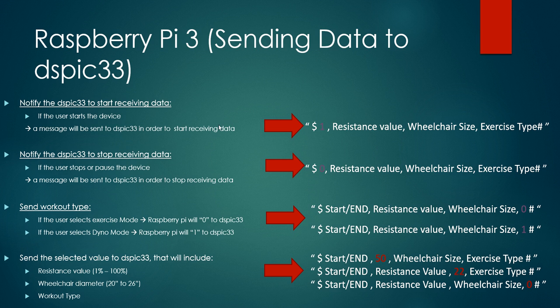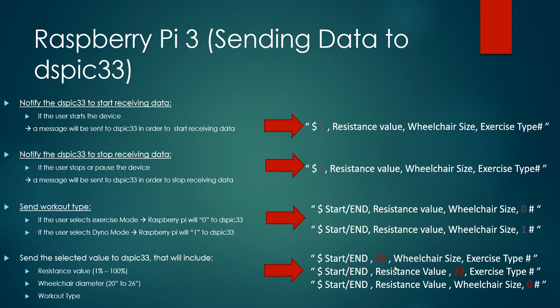Over here, as I mentioned in the previous slide, the Raspberry Pi will notify the dsPIC when to start receiving data. So when the user presses start, you will see the number 1 in the first character. When the user presses end or pause, you will see the number 0. For the workout type, we can see at the end of the packet we have either 0 or 1. When it's 0, it means we have exercise mode. When it's 1, it means dyno mode is selected for the workout.